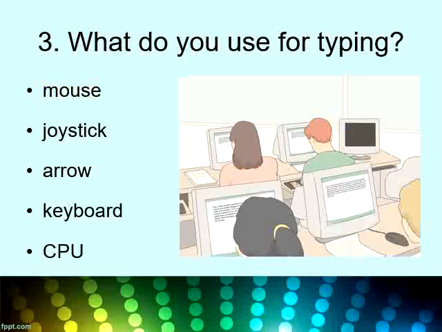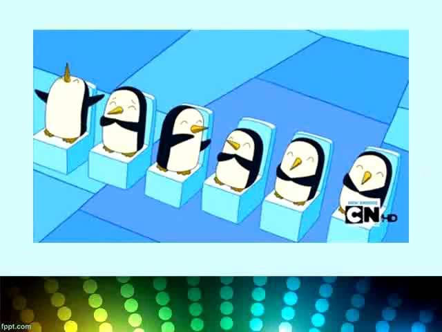The third question reads, what do you use for typing? So which part or accessory do you use for typing on the computer? Is it a mouse, a joystick, an arrow, a keyboard, or the CPU? Now, in the previous round, you had 4 marks. If you get this one right, you will get 6. Yes, we've added 2 more, isn't it? So, did you get this one right? Correct. The answer is keyboard.